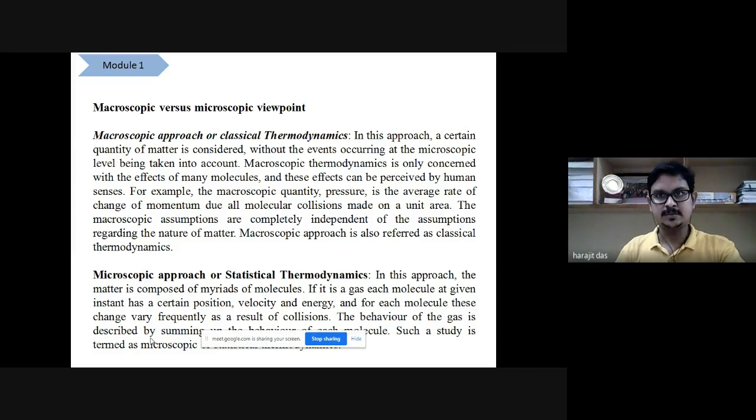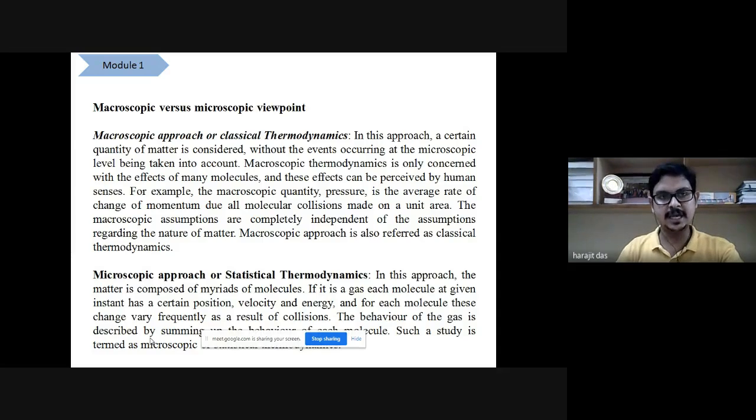So macroscopic thermodynamics is only concerned with the effects of many molecules, and these effects can be perceived by human senses. So we can sense these effects because those are macroscopic, not microscopic. For example, the macroscopic quantity pressure. What do you mean by pressure? It is the average rate of change of momentum due to molecular collisions of all the molecules.